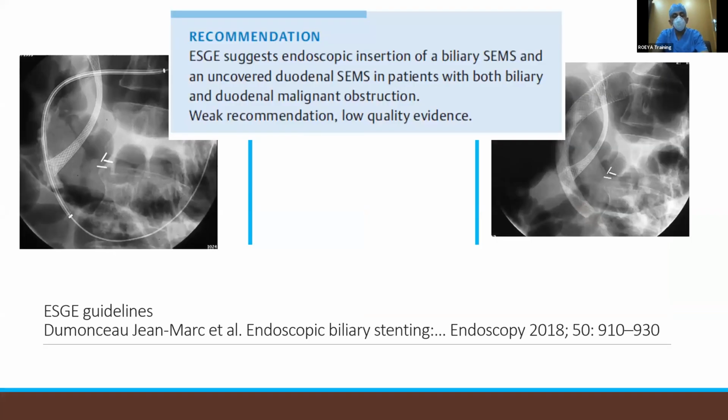So this is from the recent ESGE guidelines. Whenever you see this patient, the advanced cancer of the pancreas, you should do both of them. You should drain first of all the bile duct with a biliary self-expandable metallic stent, either partially covered or uncovered. We will discuss this later. And then you should put an uncovered duodenal stent in the same setting after putting the biliary stent.